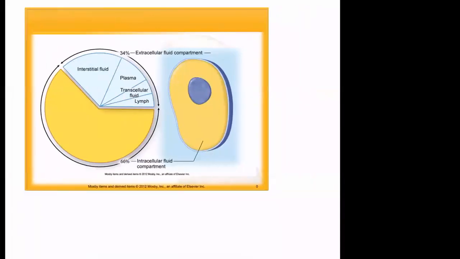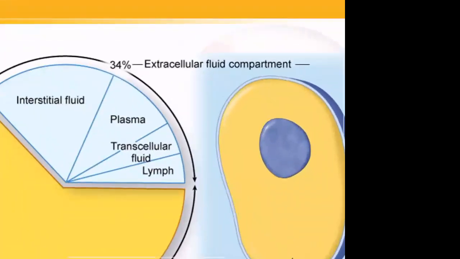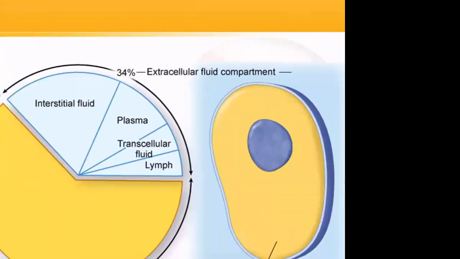So if we look at plasma, remember, blood is made up of two components. It is made up of a fluid component called plasma and a solid component called formed elements, like red blood cells, white blood cells, platelets. And the plasma, about 55% of our blood is made up of the liquid part. Somewhere around 90 to 92% of the plasma is made up of water. So almost half of your blood is made up of water, the plasma part.